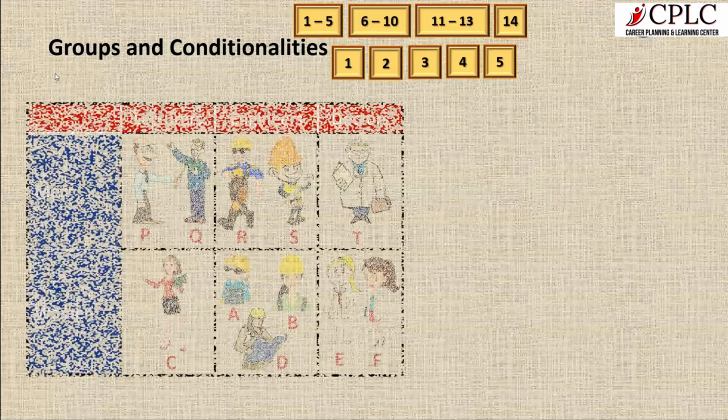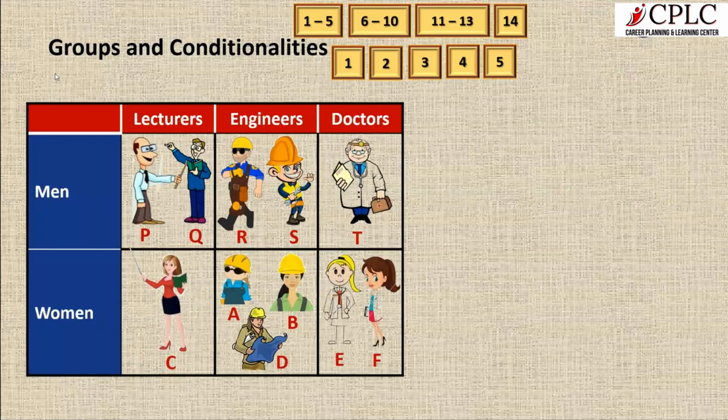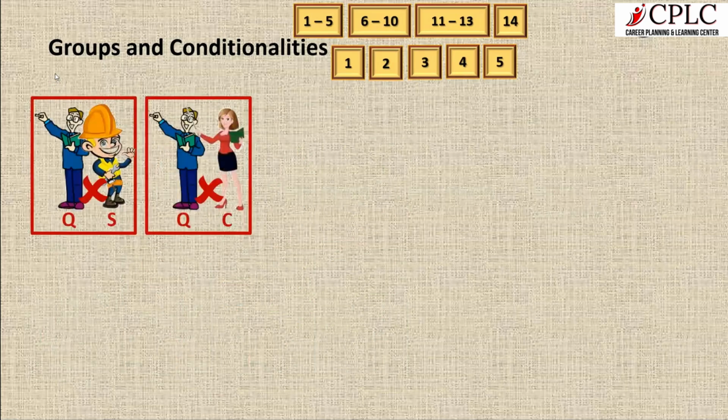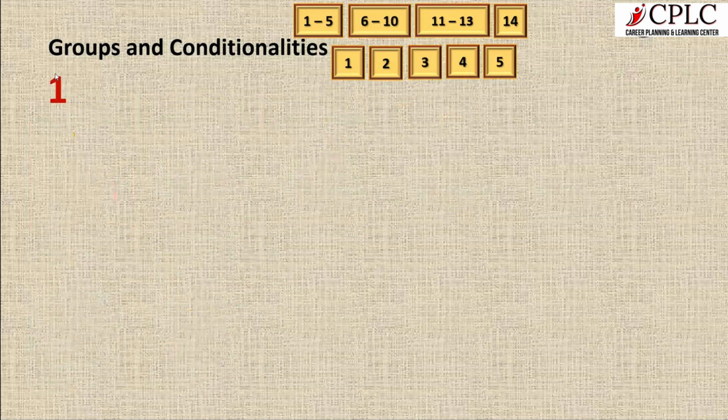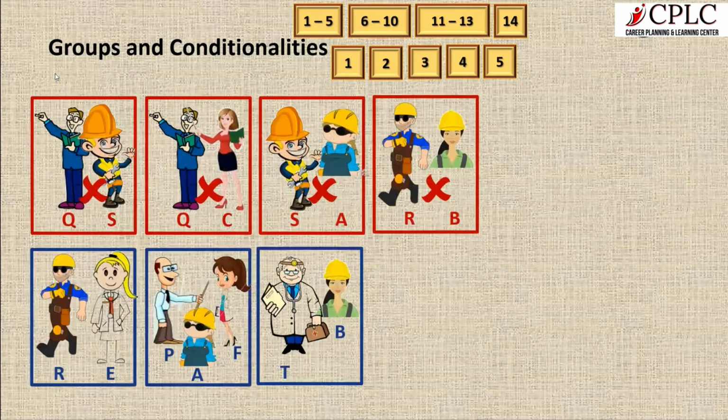So these are the people that we have. P and Q are lecturers, R and S engineers, T doctor. This is the men category. In the women category, it has C as lecturer, A, B, D as engineers, E and F as doctors. These are the conditions that we have plotted according to the given conditions. Now we will always refer to these plotted conditions and then we'll refer to the question.